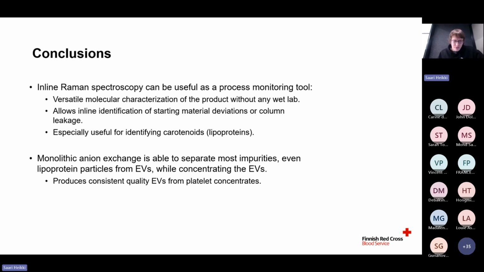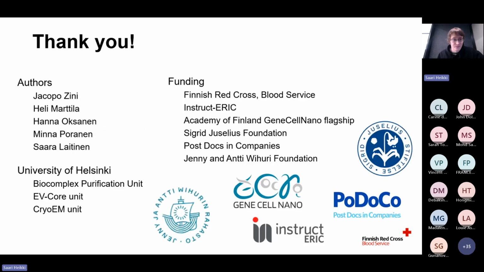And finally, it was kind of surprising how well this monolithic anion exchange column worked. It really efficiently seemed to separate lipoprotein particles from EVs. This is a real problem in the field, because it is difficult, or it is doable, but it's very laborious to separate lipoproteins effectively from EVs. And I think this might be a very useful approach for future studies. And it was very consistent, as you saw, with any kind of sample. The end product was pretty much the same based on all the analysis we did.